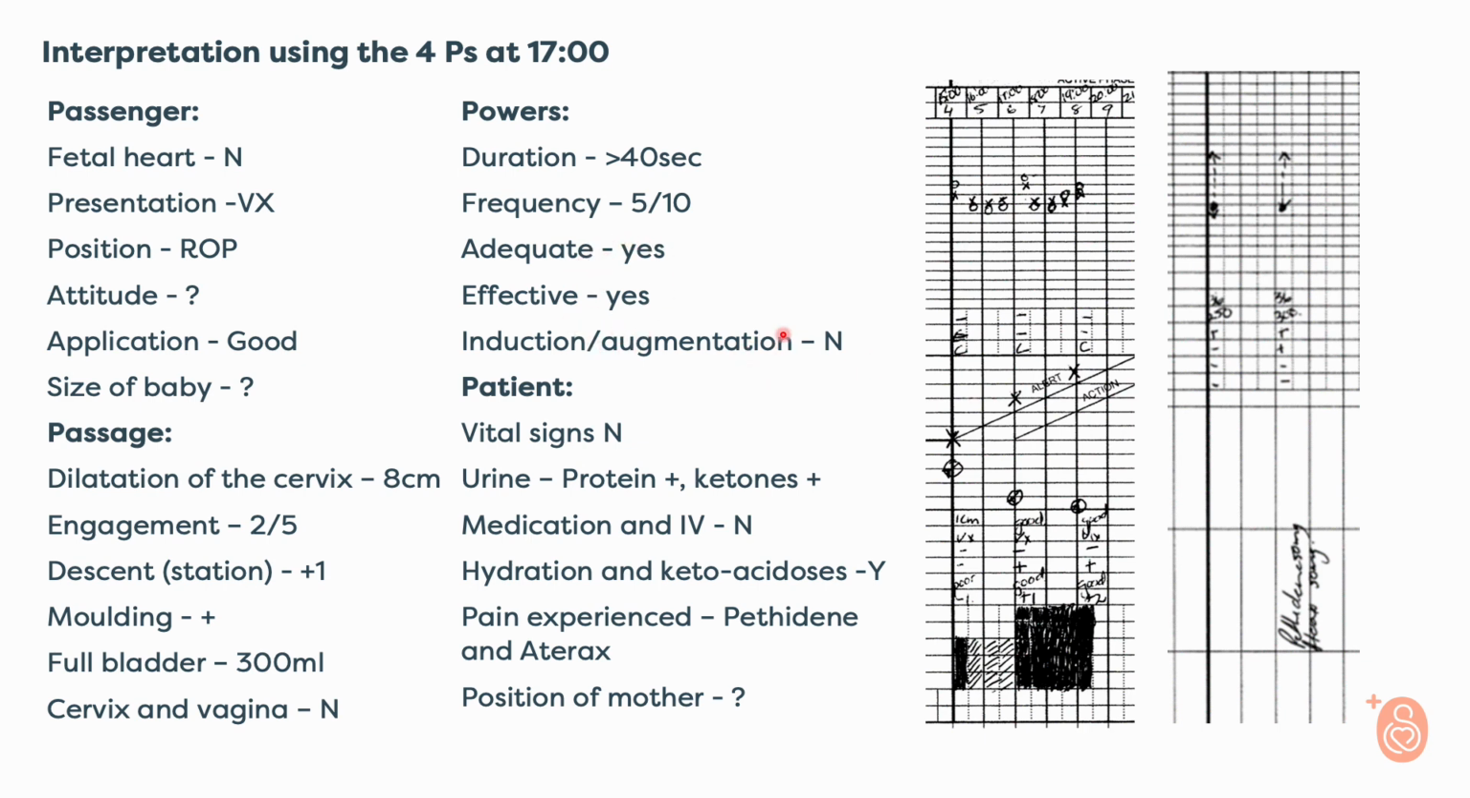The patient's still not having an induction or augmentation. When we look at the patient, we see that this is 1700 here. Everything is also quite normal, except that we have a plus protein and a plus ketones now. So this patient is busy developing ketoacidosis now.